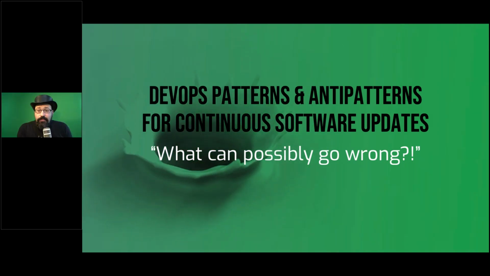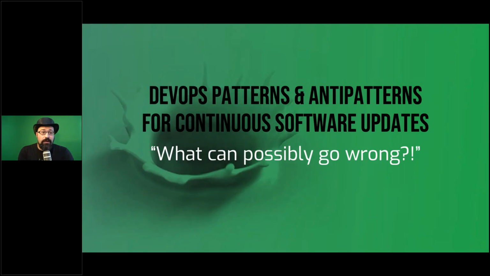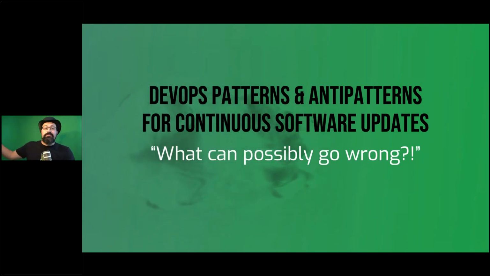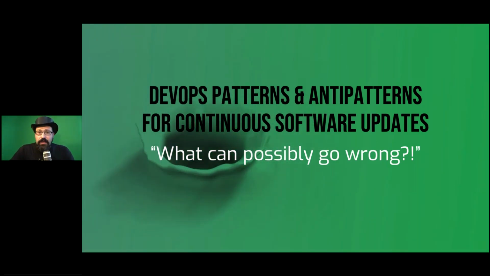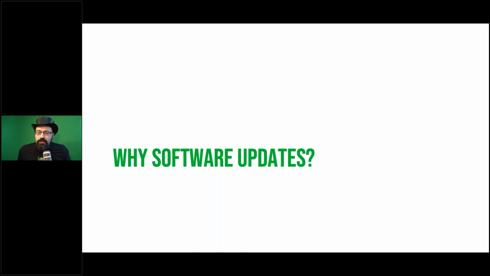All right. Thank you very much, Charlene, and welcome everybody. So, as Charlene mentioned, today we're going to speak about DevOps patterns and anti-patterns for continuous software updates. And let's get to it. We have a lot of ground to cover. So before we go into how we even do software updates, let's start with the question why we need or want or have software updates at all.